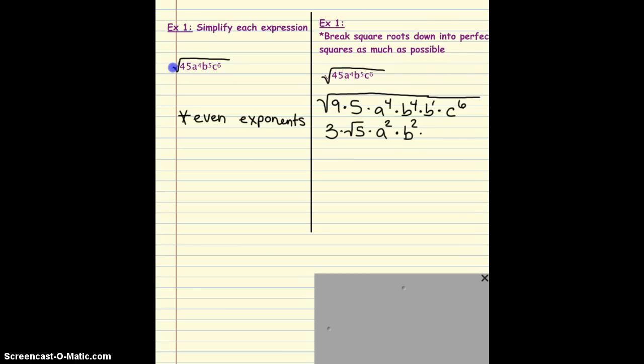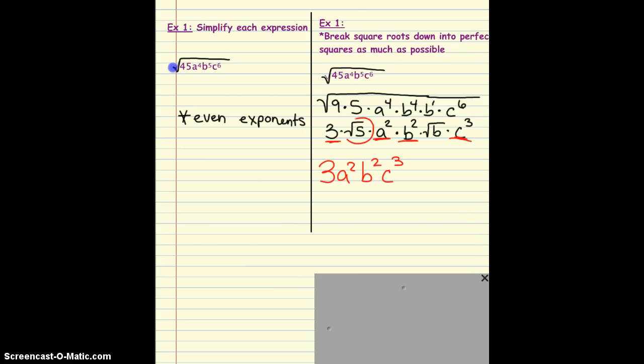B to the 1st has to stay. That doesn't have a perfect square, so that's going to stay square root of b. And c to the 6th, the square root of that is c to the 3rd power. Okay, then what we're going to do is look at everything that is not under a square root sign, and we're going to bring that all out front of the radical. So we're going to have 3a squared, b squared, c to the 3rd power.